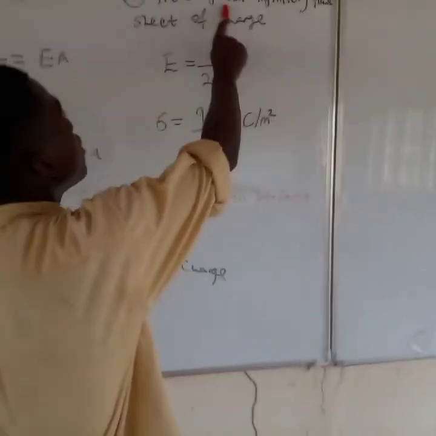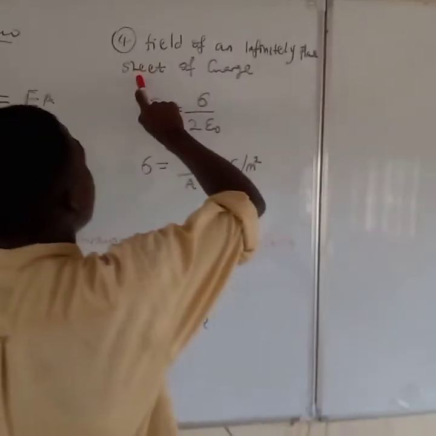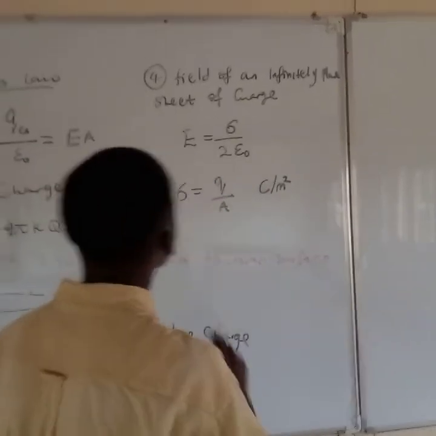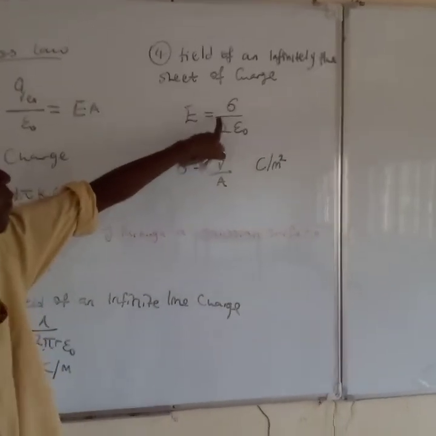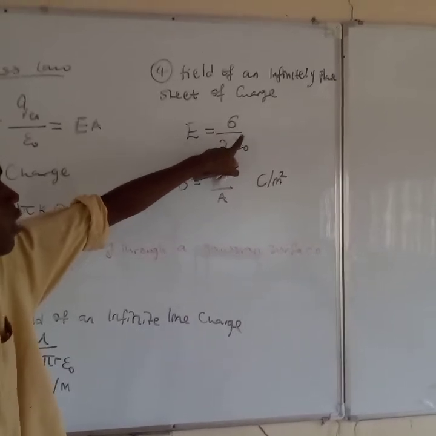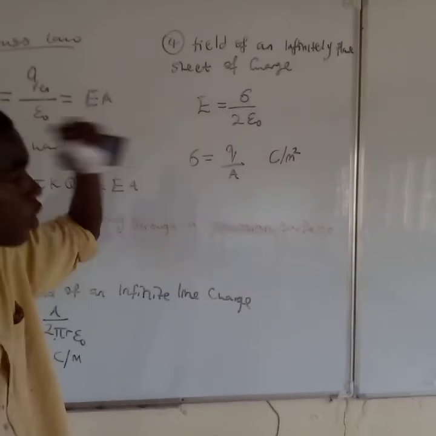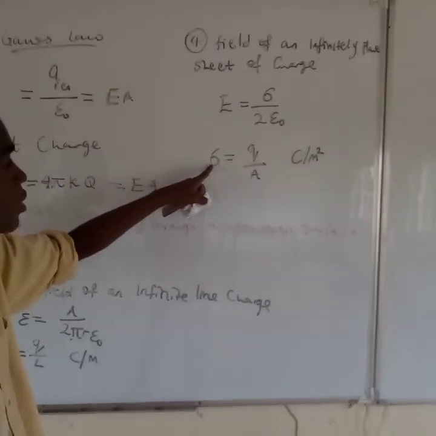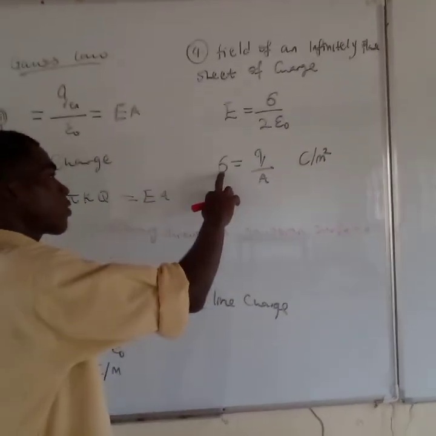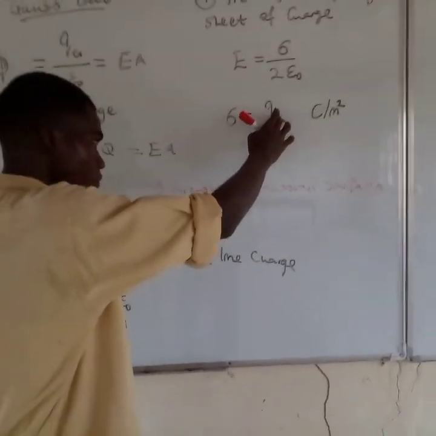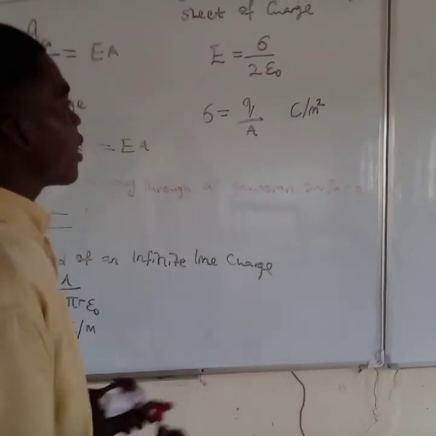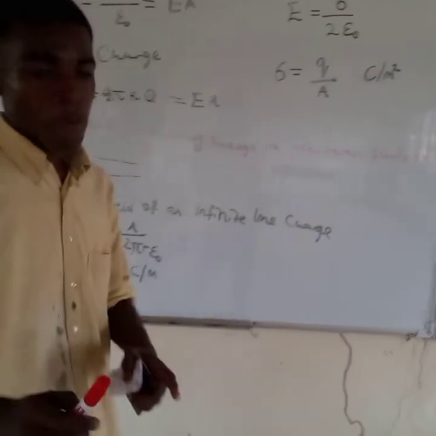And this one is the field of an infinite plane sheet of charge. In this case, your electric field is equal to sigma over 2 epsilon, where sigma is called the area charge density.